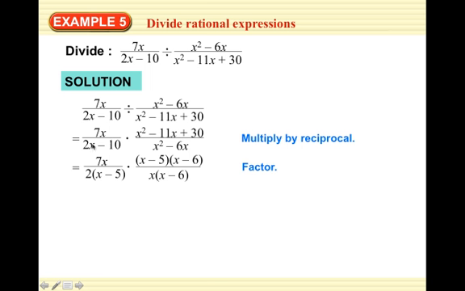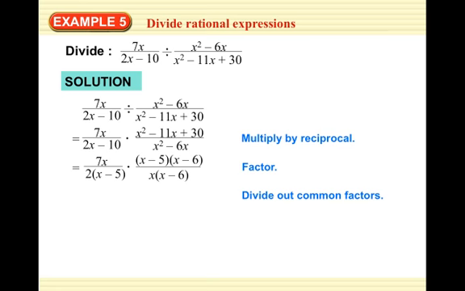Let's see. Down here, 2x minus 10, we can factor out a 2. And so we get 2 times the quantity x minus 5. For x squared minus 6x, we can factor out an x. So we'll have x times the quantity x minus 6.